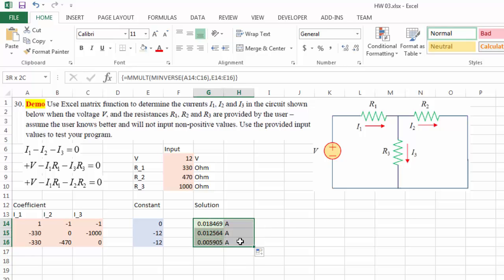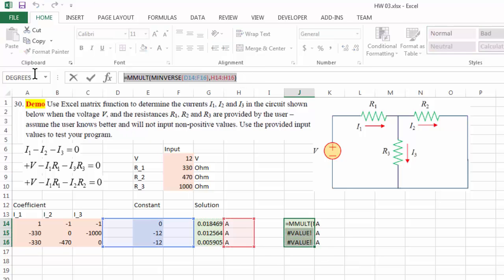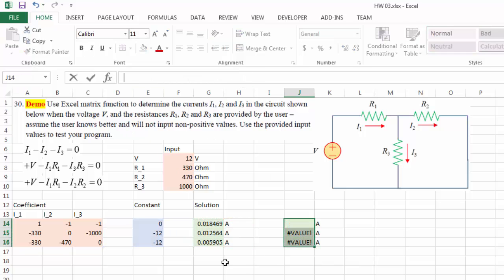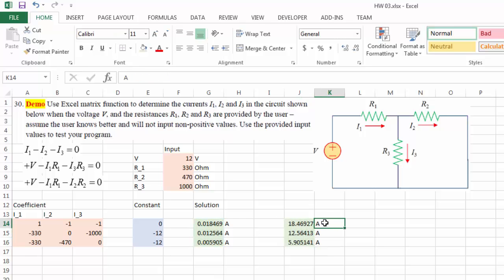And then you can convert this by taking the solution matrix multiplied by a scalar 1000, Control Shift Enter, and now the unit is given in milliampere. So I can put my I1, I2, and I3 here. So that completes this problem.